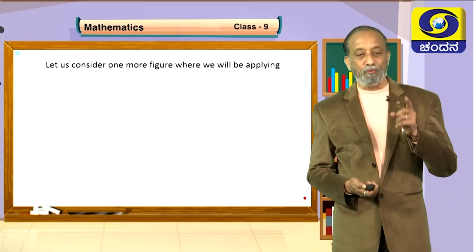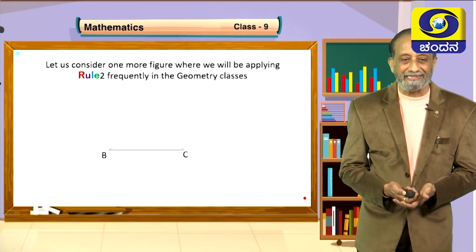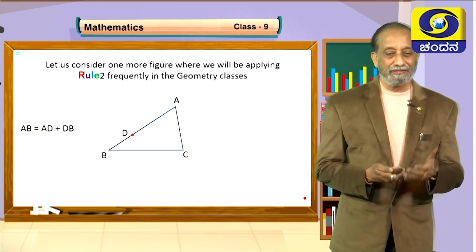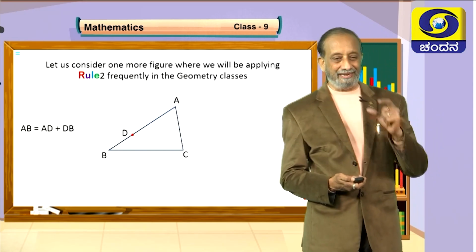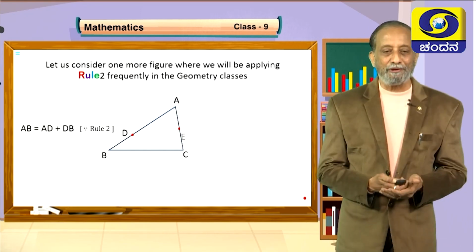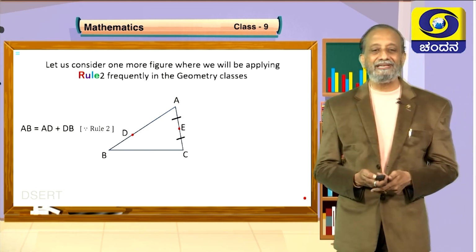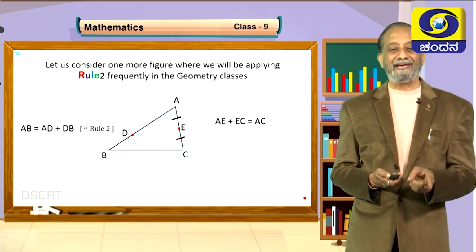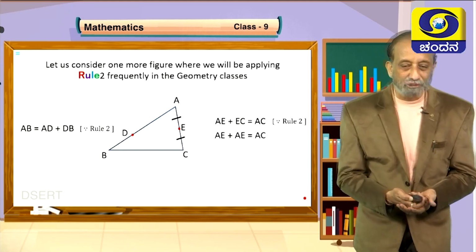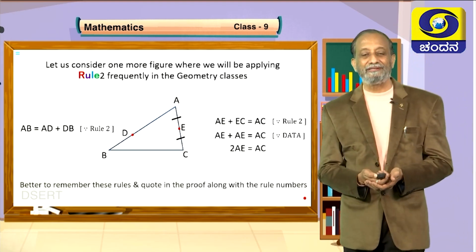Now, let us consider one more figure where we will be applying rule number 2 very frequently in our geometry classes. Here is a triangle ABC and the D is any point on AB. So, can we write AB as equal to AD plus DB, children? This is because of rule number 2. And we will take one more point E like this on AC such that AE is equal to EC. In other words, E is the midpoint of AC. So, we can write AE plus EC is nothing but AC because of rule number 2. For EC we can substitute it as AE. So, this is by data as it is a midpoint. So, 2AE is equal to AC.